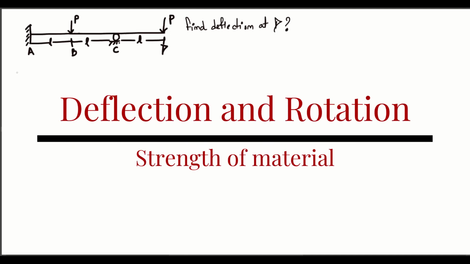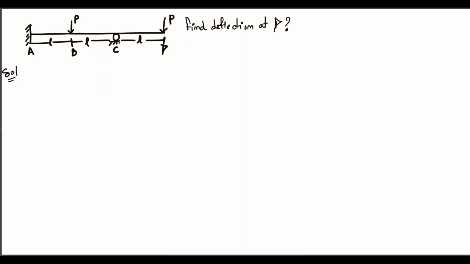Hey guys, so we have this question and we have to solve the deflection at point D. Okay, so to determine the deflection at point D, first we need to determine the magnitude of propped reaction. Okay, so if we draw the free body diagram, it will be like this. This P, this is R, and this is P.